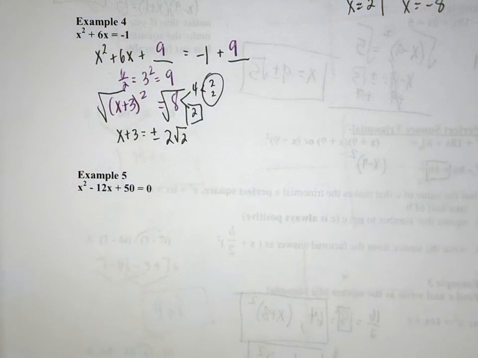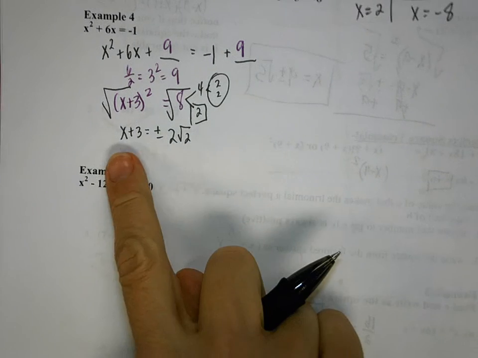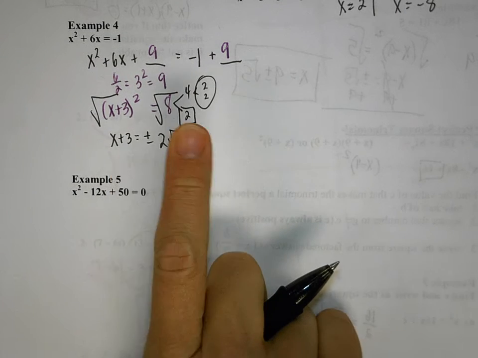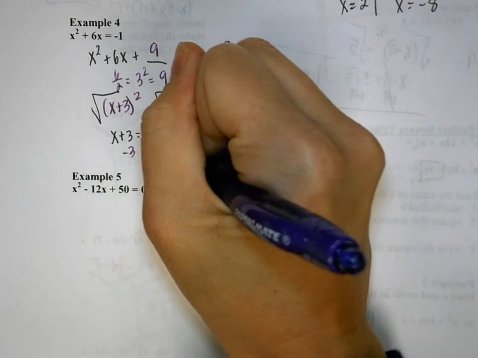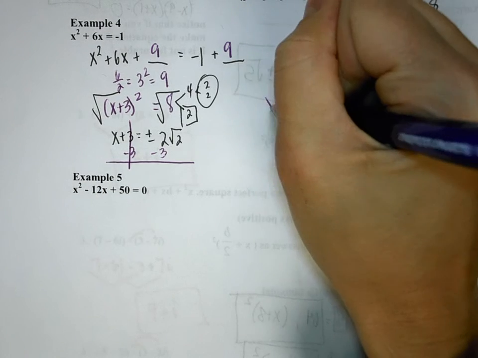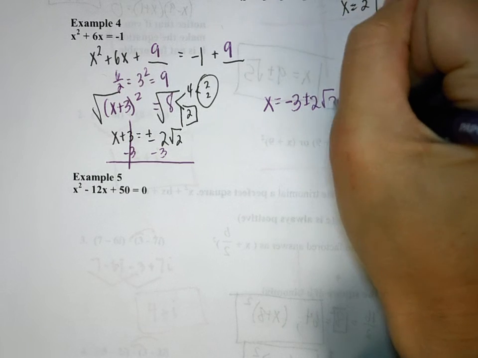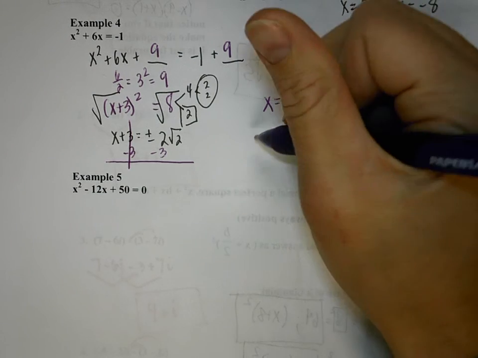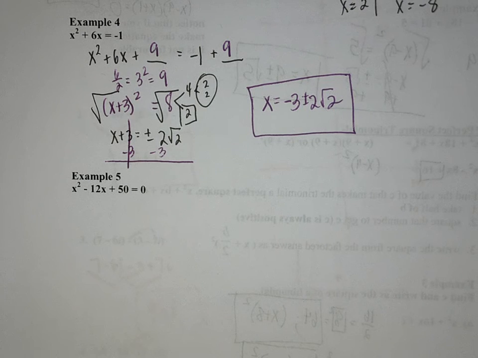Do you think I need to separate this? No, because I'm not going to be able to combine a 3 and a 2 root 2. So at this point, all I do is subtract 3 from both sides, and I get x equals negative 3 plus or minus 2 root 2. And that is my answer. And I'm going to stop there and do the next example in the next video.